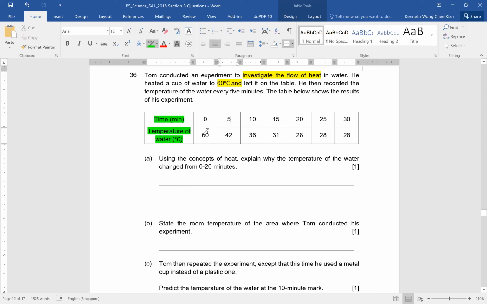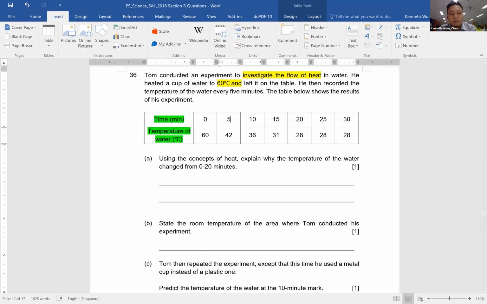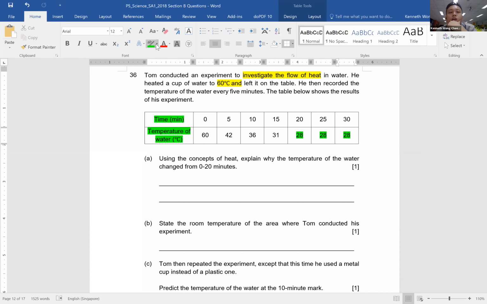Obviously you don't see them in multiples of 5. So what do you need to look for? What do you observe in the table? Anyone? Just unmute yourself. From the 20-minute mark, it is 28 Celsius and it doesn't change. Good. There's no change from the 20-minute mark. You can take note of that. So you can annotate on your worksheet: no change. I'm using different colors for fun. You can use the same color. I just like different colors.